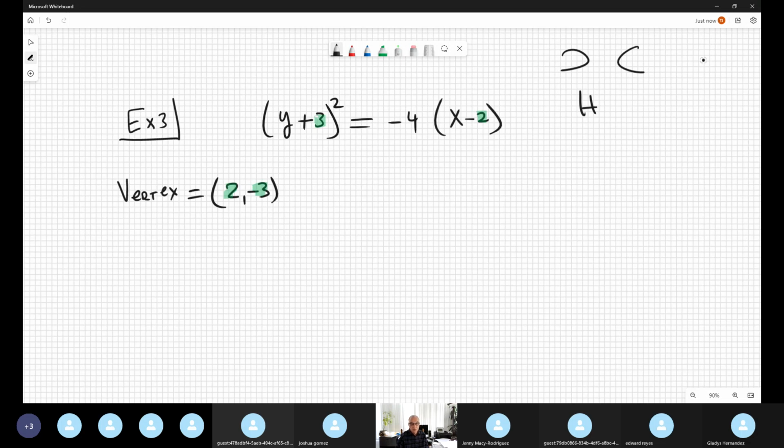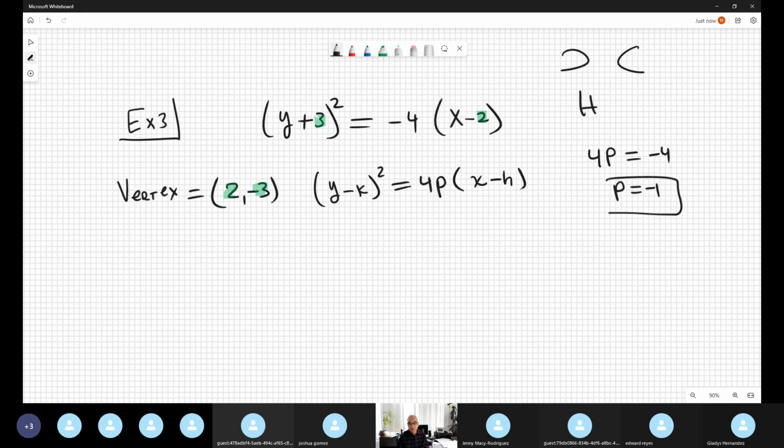Es obvio, compare this equation and this equation, and the equation that I have in my mind is (y minus k) squared is equal 4P (x minus h). That is the reason that h is 2, k is -3, and 4P is equal -4. Sure. For 4P is equal -4, therefore P is -1. Si es -1, es obvio que open to the left.